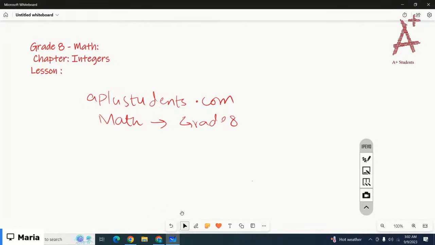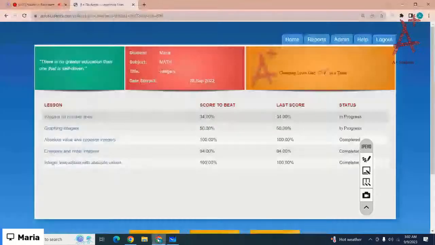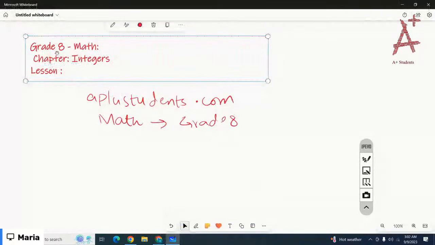Let's start with the first lesson, that is integers on number line.